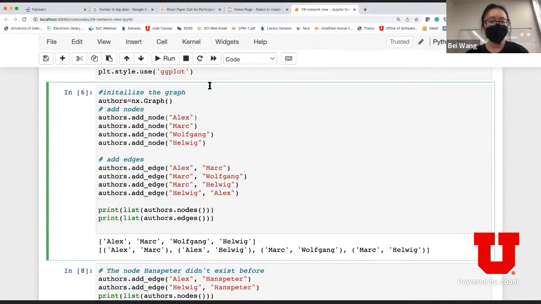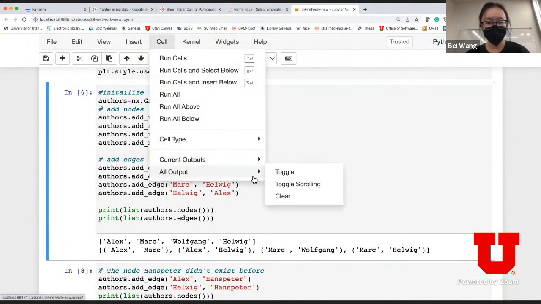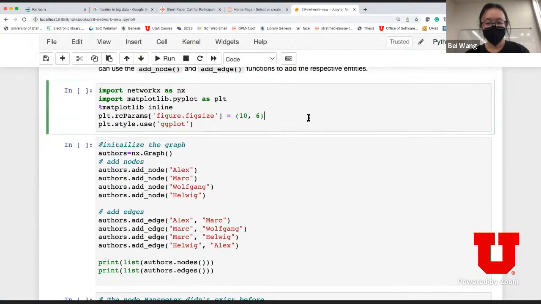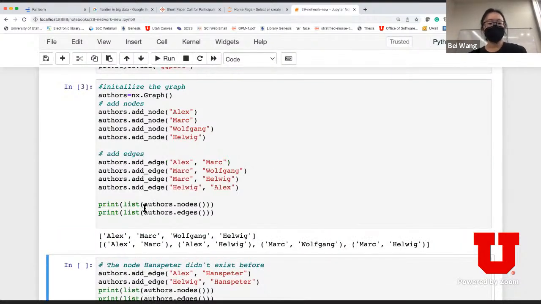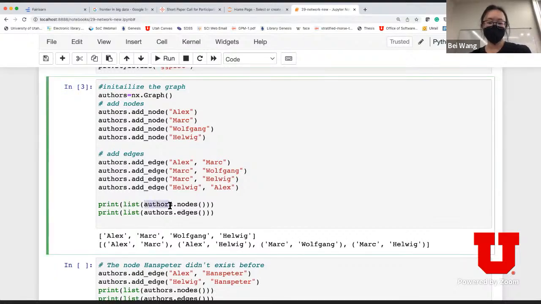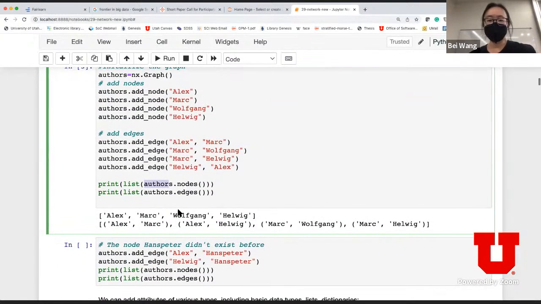And then I can, oh, actually, let me hide my output. Reloaded. Okay, so now I can do print and then just list the authors.nodes. Remember, authors is the name of my graph. I just added a bunch of nodes and a bunch of edges. So I'm just displaying what the nodes are, which are the author names, and then the edges connecting two nodes. So that's precisely how I defined my data to be.